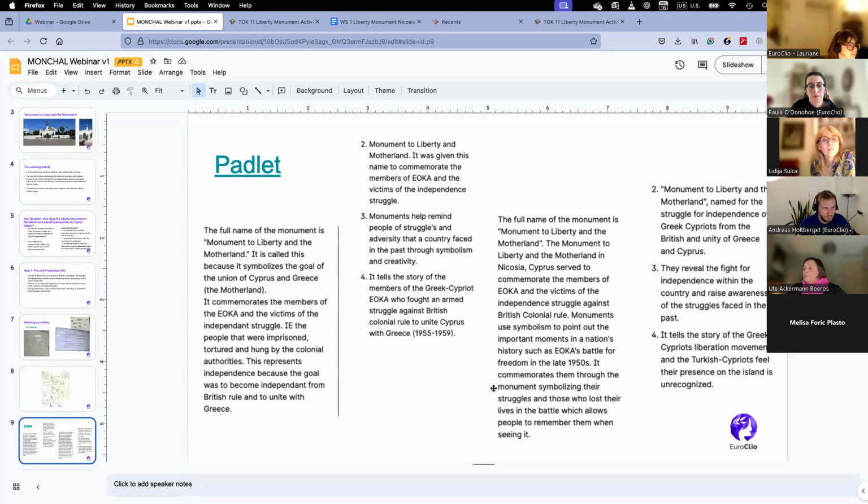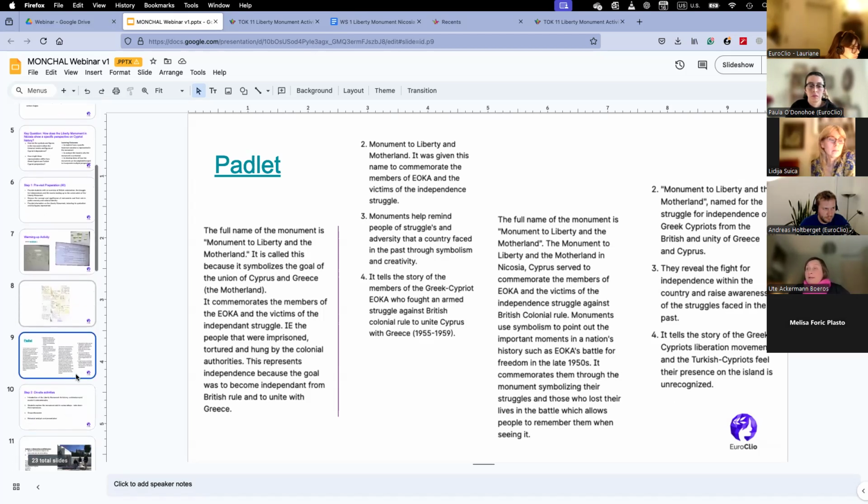Then maybe this one is interesting. It tells the story of the Greek Cypriot liberation movement, and the Turkish Cypriots feel their presence on the island is unrecognized. So you can see already there were some very good insights from the onset, before we even went to the monument.